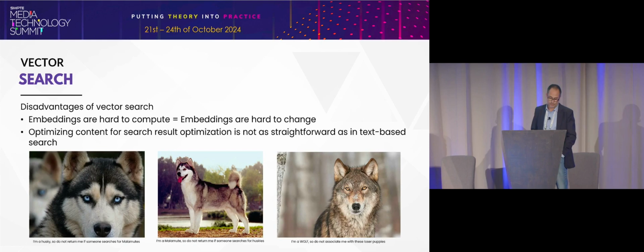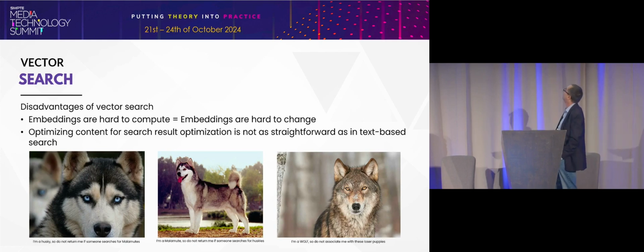But the problem with vector search is that it's not all sunshine and rainbows, of course, because the embeddings are not that easy to compute. Actually, they are, but they require a proper model that has been trained to compute those embeddings. Once an embedding model is trained, it's hard to change it. It costs a lot of money to train those models. So once the embedding of an image has been computed, there's really no other way to change it than to change the image itself. And that's basically what we're going to do.